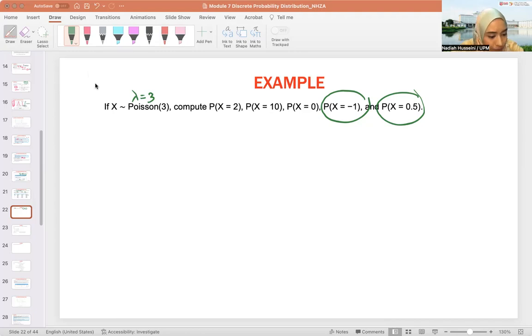Doktor tengah buat essay tu. Oh, you can't see it. Sorry.